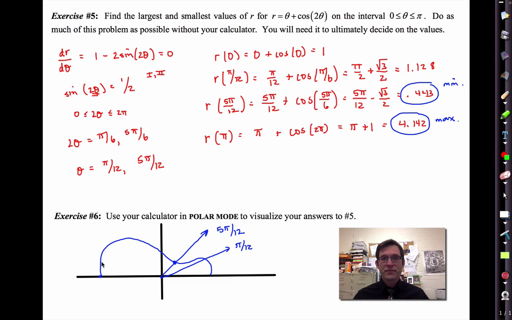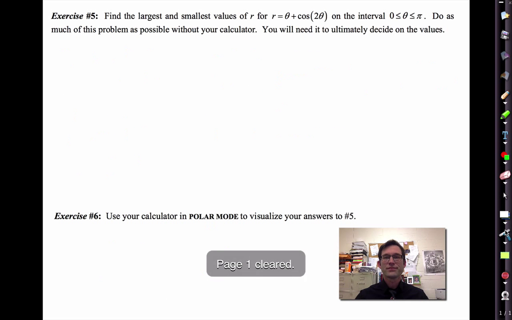Excuse me. Whew. Boy, that was fun. Anyway, so a little combination of polar and absolute max min. Certainly didn't see that back in November or December when we were doing this the first time. So we're going to clear this out and finish up the lesson. Here it goes.